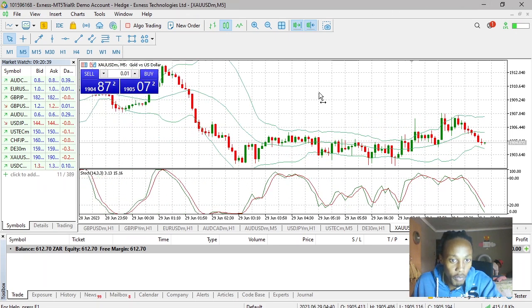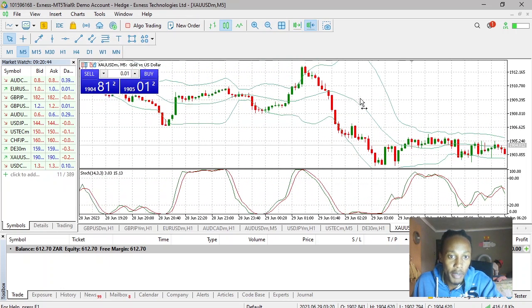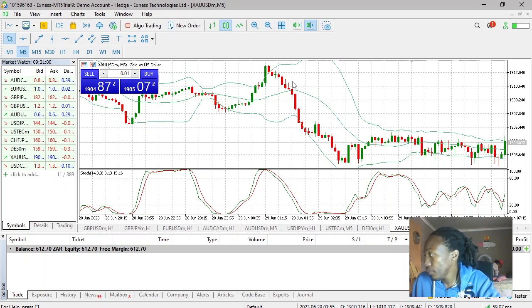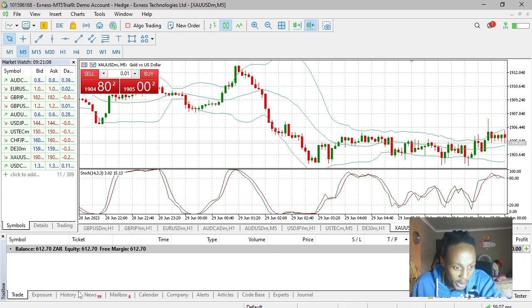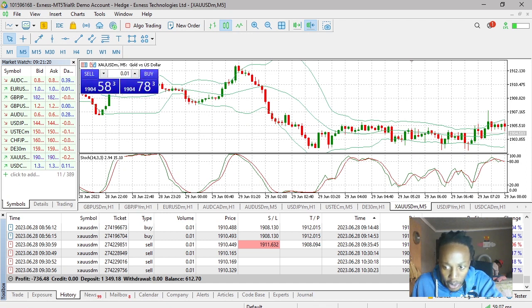Firstly, you can see we are on 5 minutes. You can also use it on 15 minutes, but I prefer it on 5 minutes. It's way better, and it's very accurate on 5 minutes. So we have gold on 5 minutes. Let me show you the history of how accurate it was, because I tried it with different markets, but mostly it worked on gold.